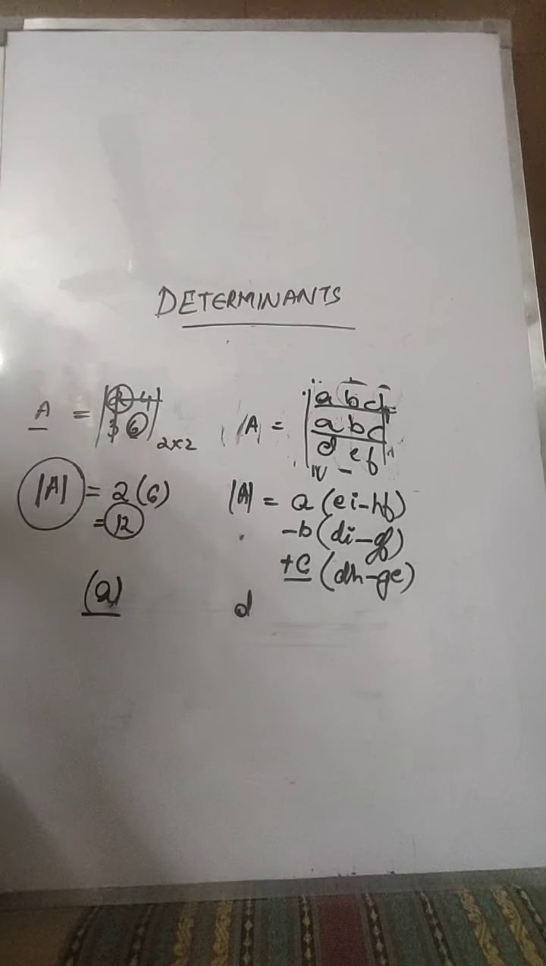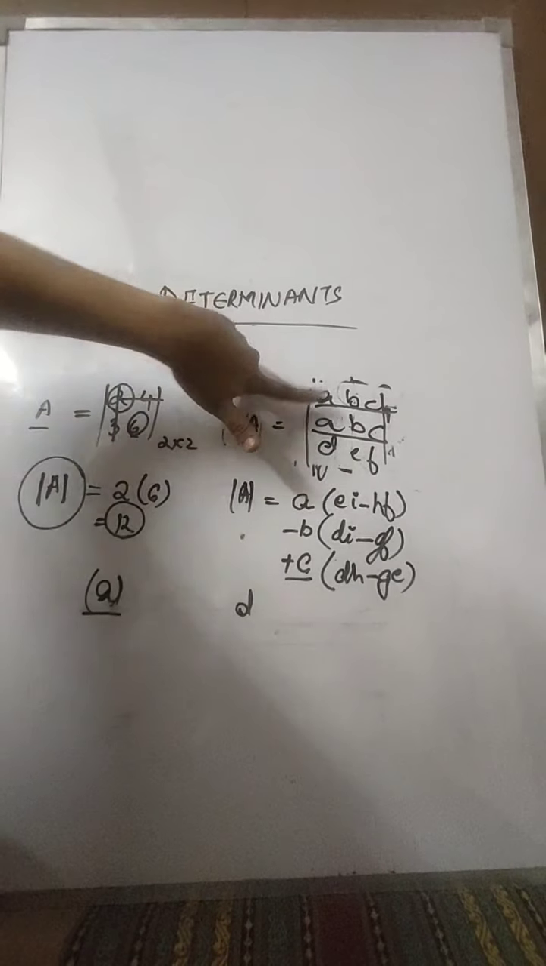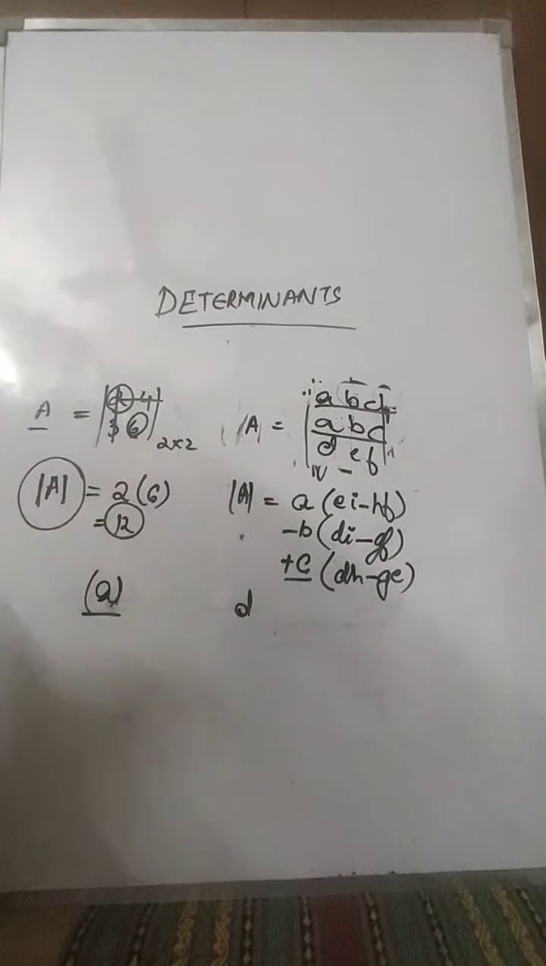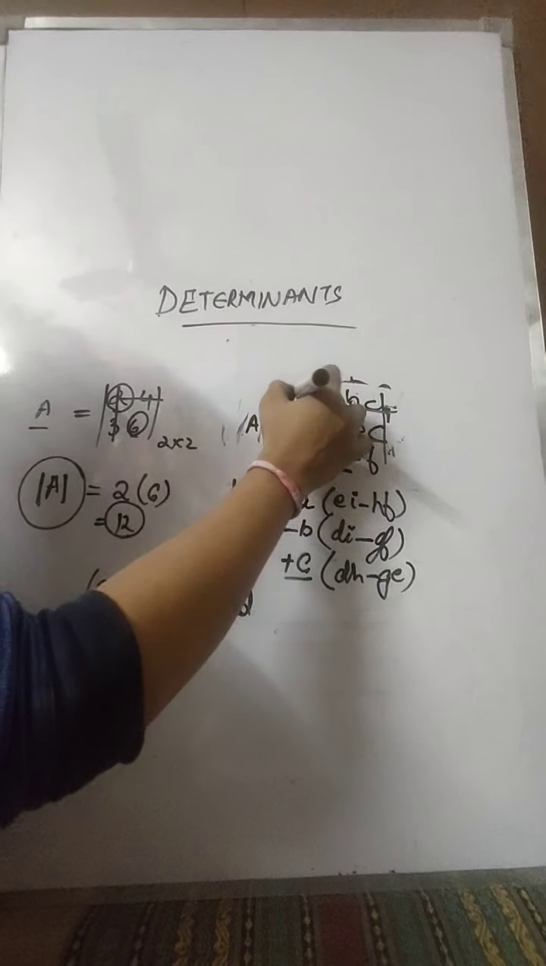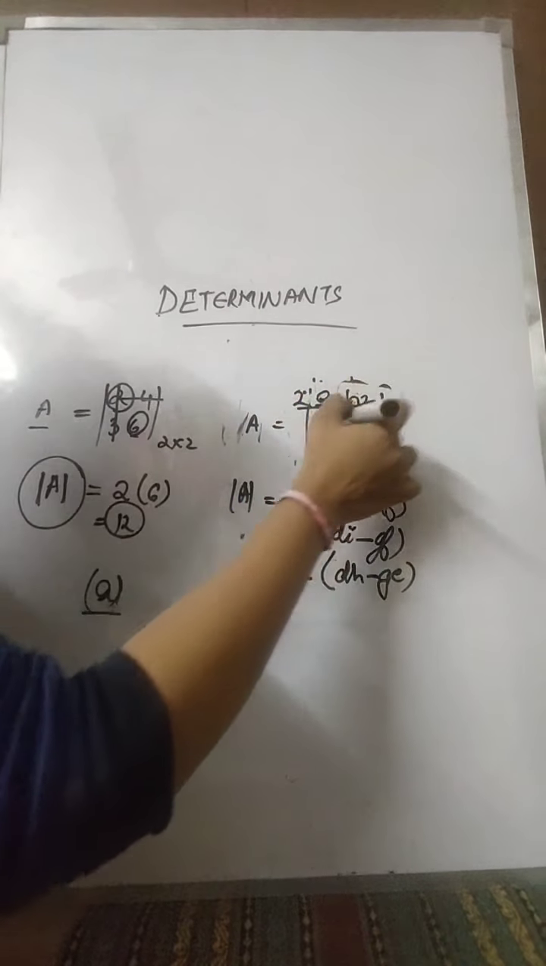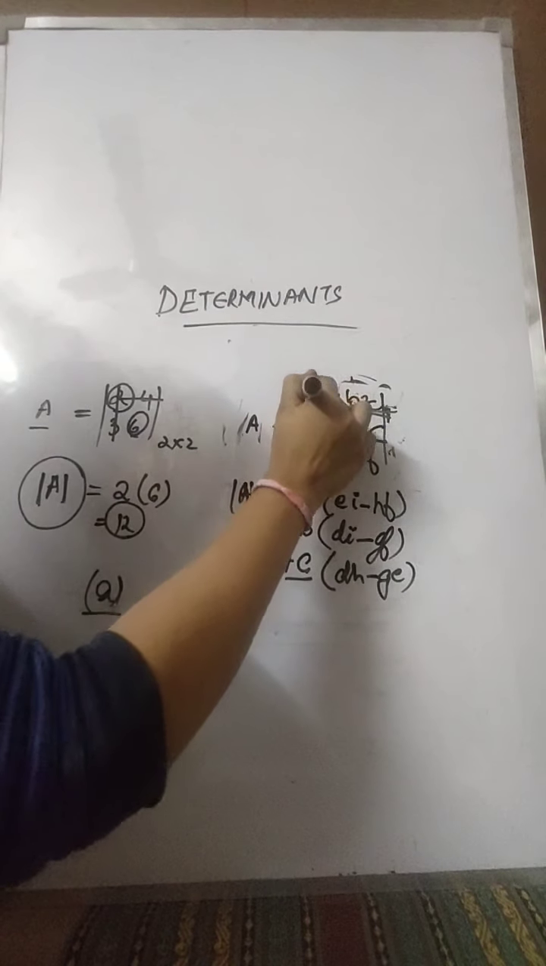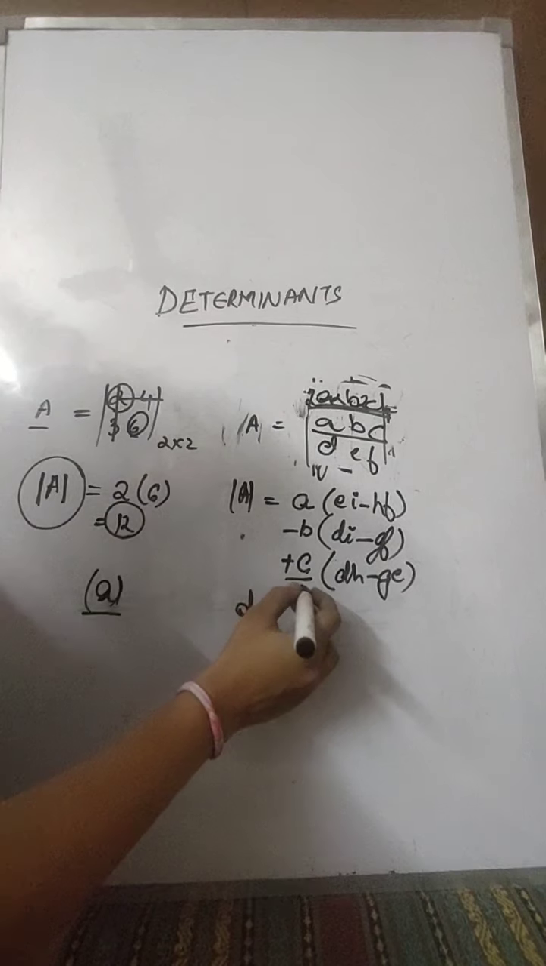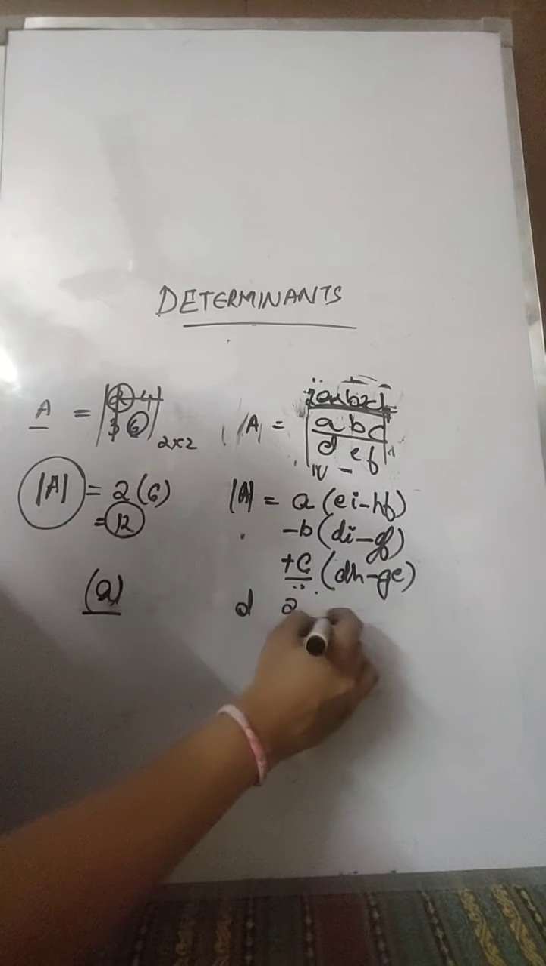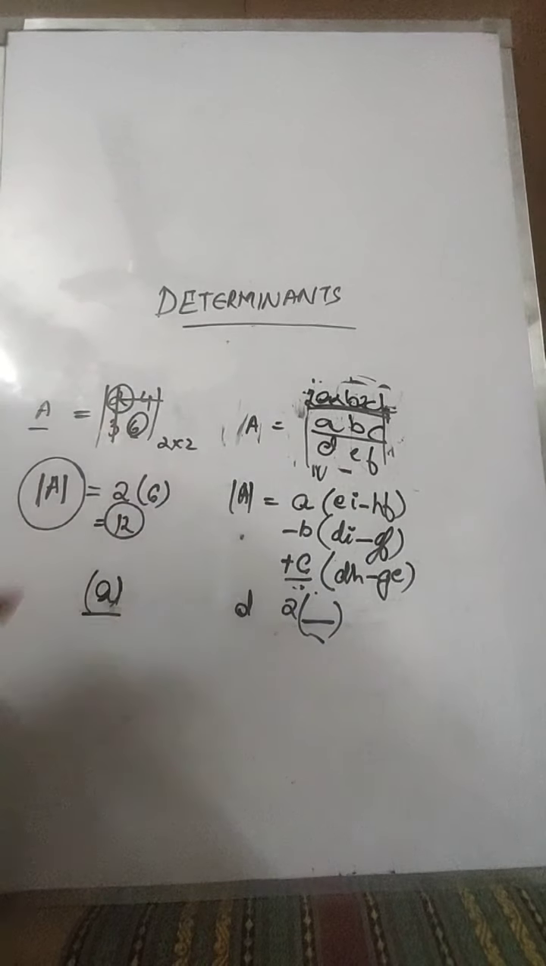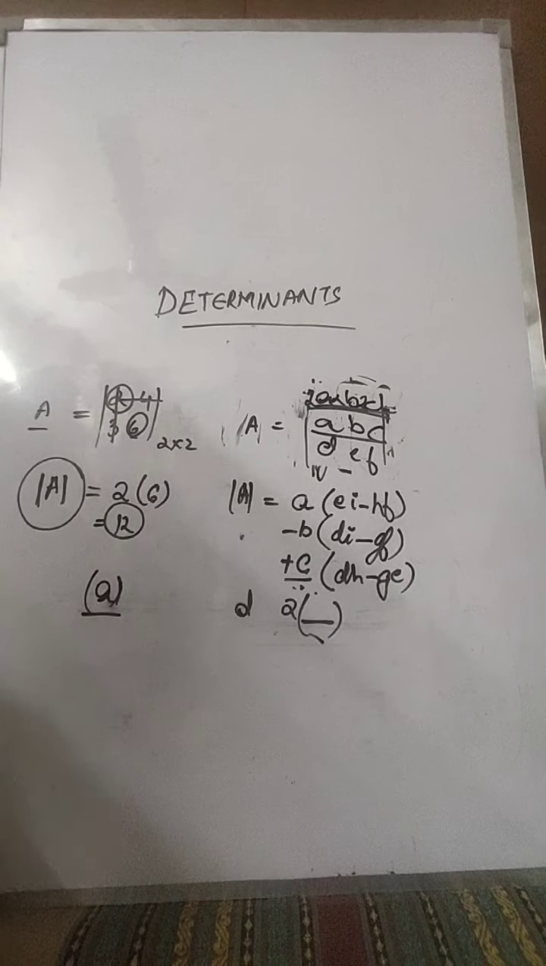Now the fourth property: if I multiply any one row, say row 1, with a constant k, then my determinant will also be multiplied by k. That is, if I am multiplying all of row 1 by 2, then the answer of the determinant will also be multiplied by 2. So that will be my answer. Okay, so these are some major properties.